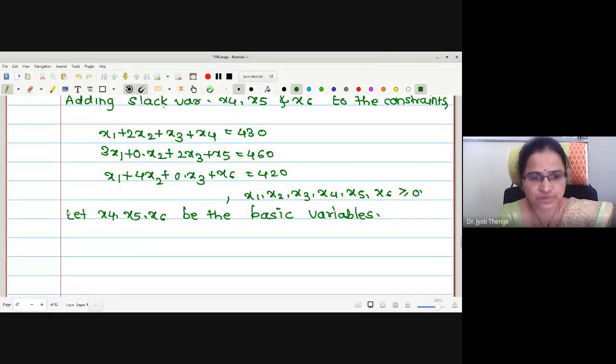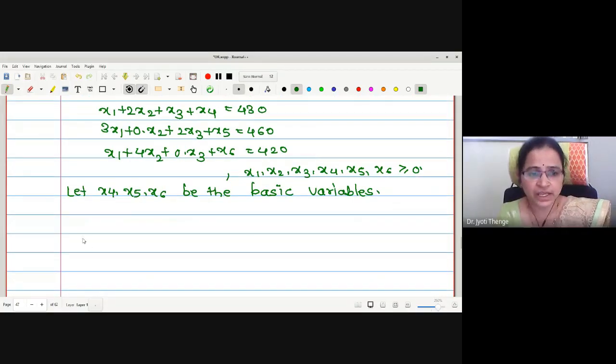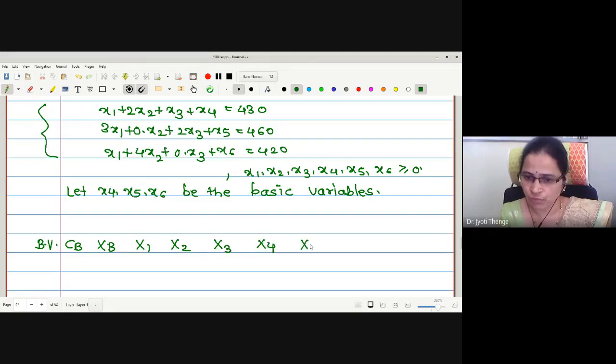What is the initial basic feasible solution? The right hand side constants. Now we are doing the direct table. We are not writing anything else, like what is IBFS. By looking at these three equations, you can prepare the table. Let me write my table: Basic variable, CB, XB, X1, X2, X3, X4, X5, X6 and minimum ratio.